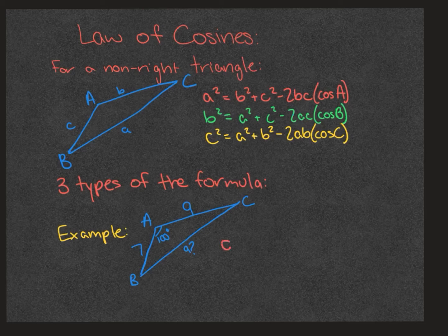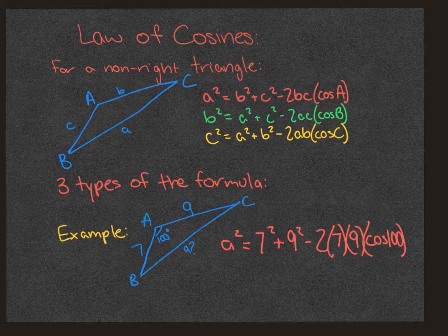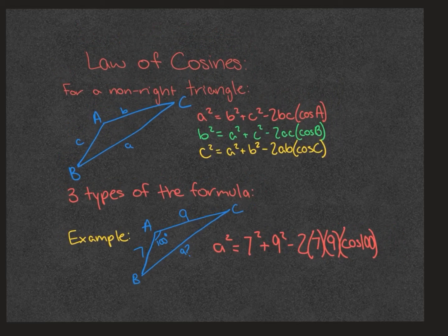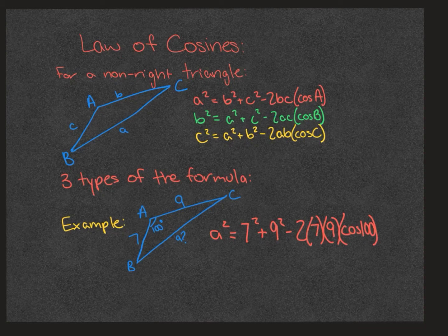So I have a squared equals my 7 squared, which is my c, plus my 9 squared, which is my b, minus 2 times 7 and 9, which is c and b, times the cosine of my angle, 100 degrees. That's the angle that's in between them. That's my given. So the important thing is to remember that your calculator is in degrees. You need to make sure you have it in degrees and not radians.